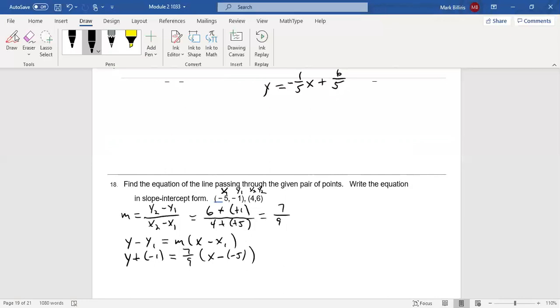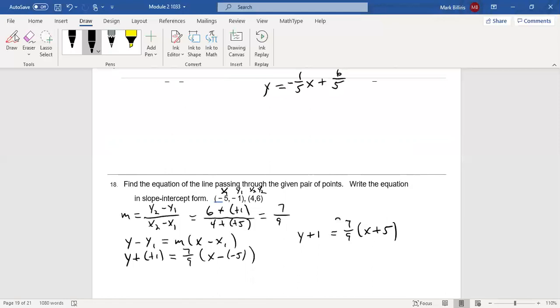So in both cases, I have a double negative. So this would give me y plus 1 equals 7/9 times x plus 5. So from here, there's a couple of different ways to do it. I have found the easiest way to do it is to eliminate the fraction before I distribute. So in order to do that, I'm going to multiply both sides by the common denominator. In this case, the denominator is 9.